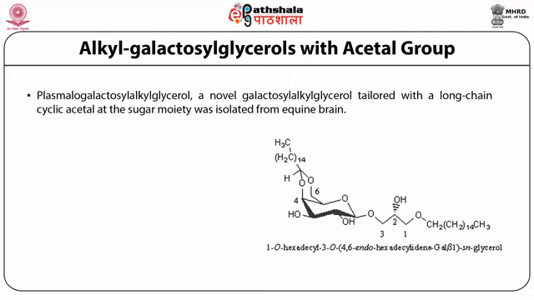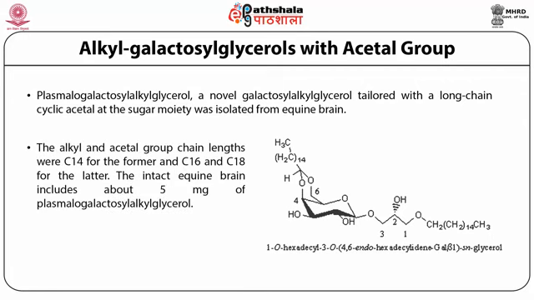This subtype of the glycolipid is having an acetal and alkyl group, the chain length of which were 14 carbon for the alkyl group and either 16 or 18 for the acetal group. The intact equine brain consists about 5 milligram of plasmalo-galactosyl alkyl glycerol. The example structure is shown below.